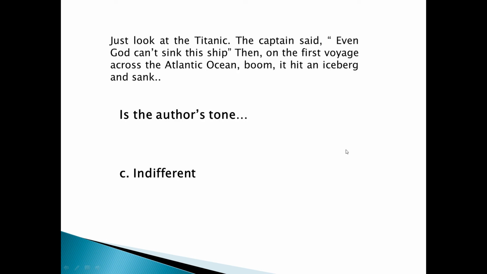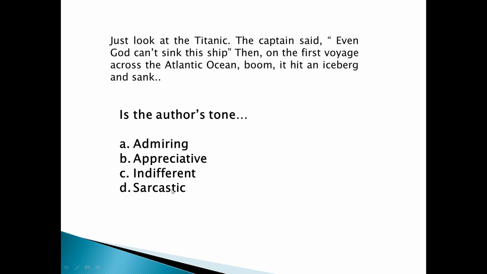Let us look at one more example. Here the extract says, "Just look at the Titanic. The captain said, even God can't sink this ship. Then, on the first voyage across the Atlantic Ocean, boom, it hit an iceberg and sank." Now, what is the author's opinion? Is he admiring what happened to Titanic? Is he being appreciative about it? Or does it show that he is indifferent? What does it display?